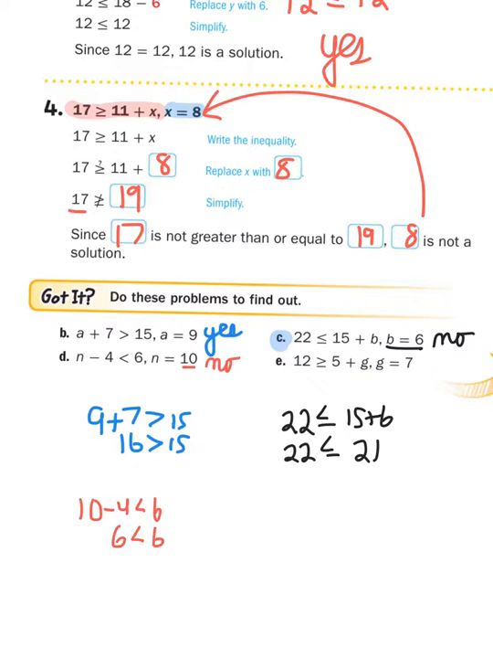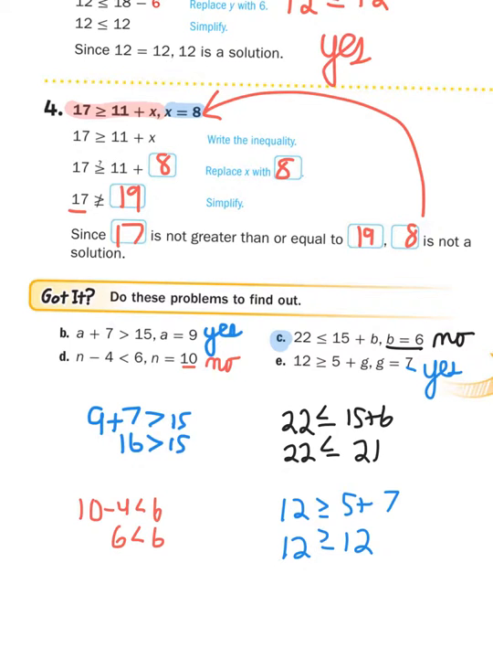And last, we'll do E. We have 12 is greater than or equal to 5 plus G. And in this case, G is 7. So I have 12 is greater than or equal to, and 5 plus 7 is 12. Now remember, this is greater than or equal to. So the question is, is 12 greater than or equal to 12? Since it's equal to, then you would say, yeah, it is a solution. All right, so if you had D and E right, you are on the right track.